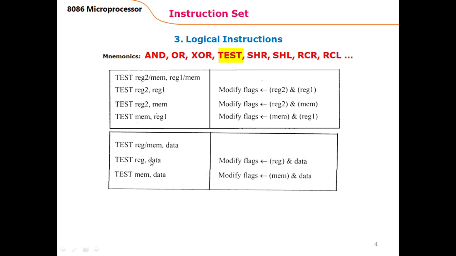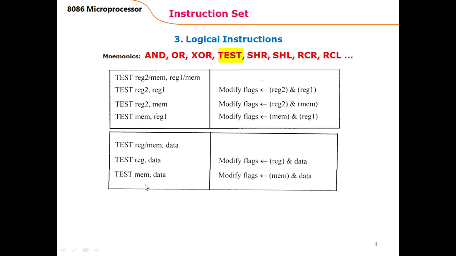If it is a register, then the immediate data is ANDed with the value in the register, and this operation then modifies some flags. While in the second case, the immediate value is ANDed with the value from the memory location provided here. So just like other instructions, whenever a memory location is used or memory is accessed, those memory addressing modes can be used.